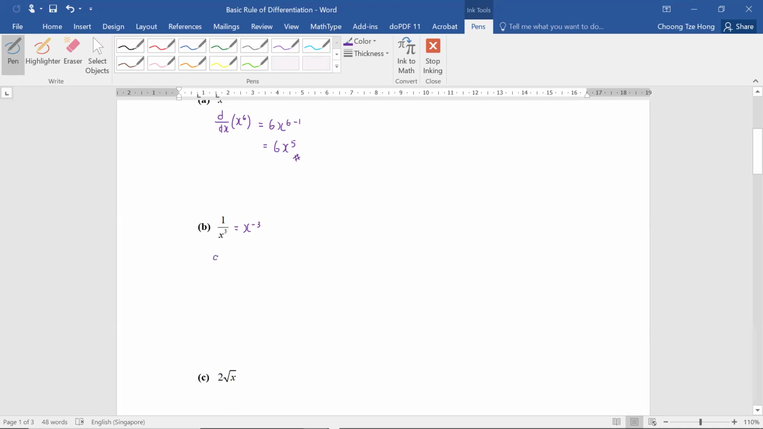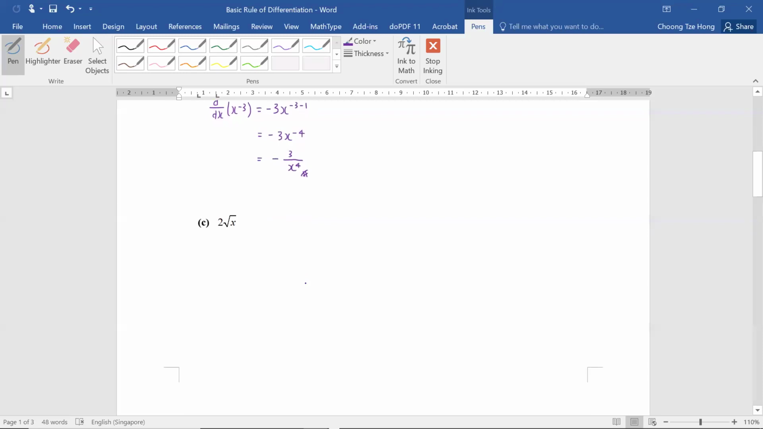So we'll write the working. d over dx bracket x to the power of minus 3. Same thing, bring the power in front, so it becomes minus 3x. Then we'll reduce the power by 1. This is where you need to be careful. Minus 3, you reduce by 1 means you minus 1. So that means the answer will be negative 3x to the power of negative 4. In most cases, we would like to express our final answer in positive index. So we'll just bring the x back down, and then the power becomes positive. So this will be the answer.